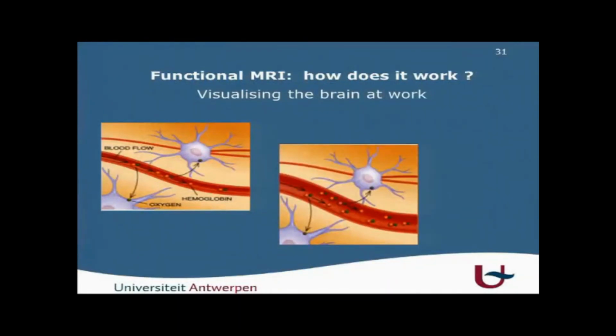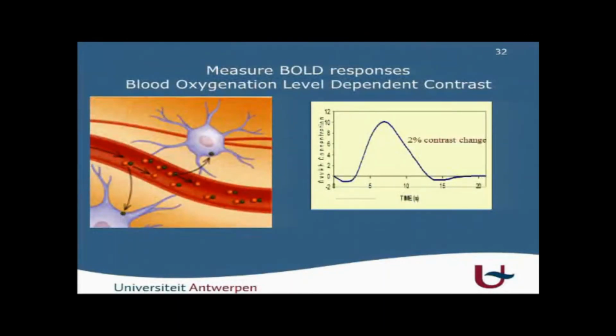If you have some neurons which are activated, they require more oxygen and more glucose, and as a result you have a vascular response, meaning that there is more blood coming to the region which is activated. There is an increase in CBF, cerebral blood flow, and cerebral blood volume, and as a result there is a change in the amount of oxygenated blood, and the amount of deoxygenated blood will also change.